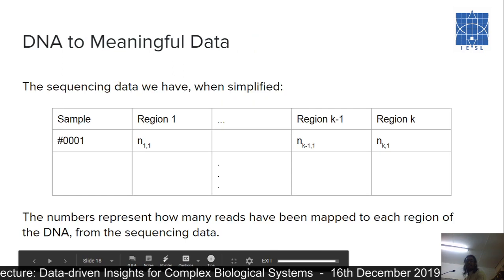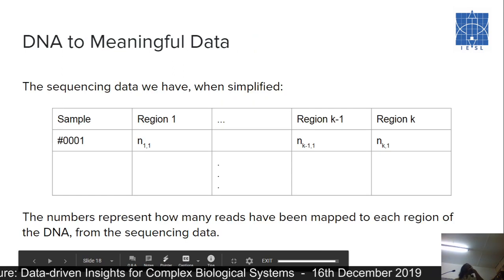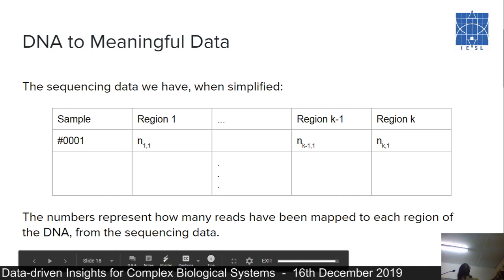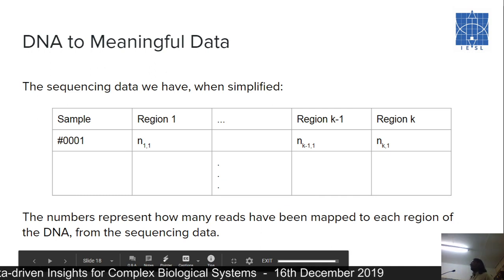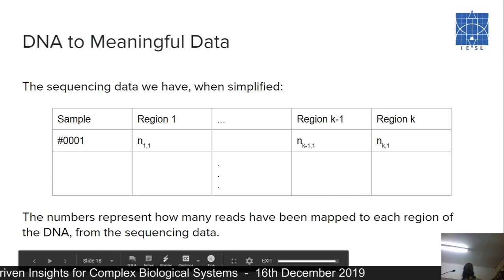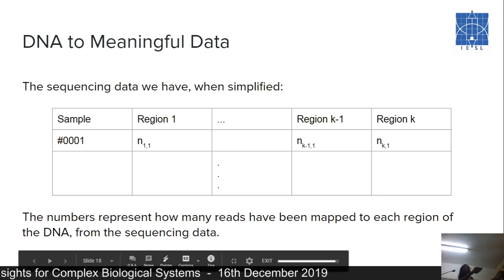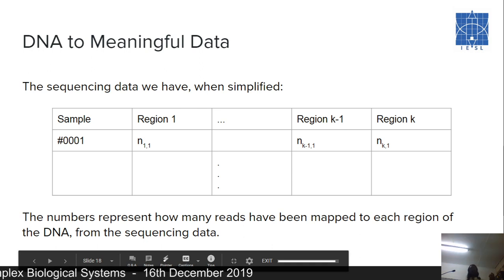So we look at an example data set. So what we have when we sequence the data is something like this. I will explain this, and if there are any questions, please ask. I'm very happy to go through this slowly. So we get different samples, and for each sample we have different regions, and what we get is a number on how many reads from our sample have been mapped to that specific region in the DNA, right?